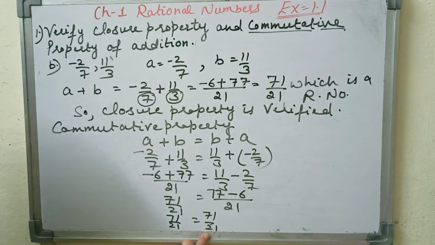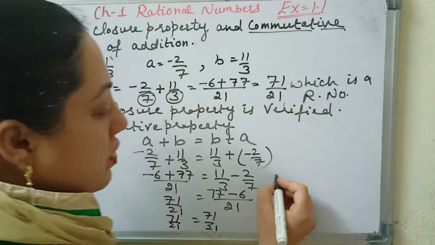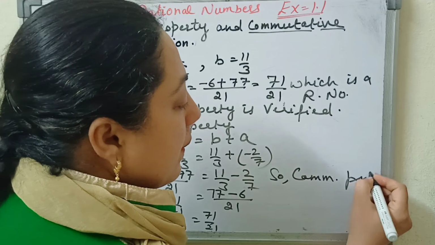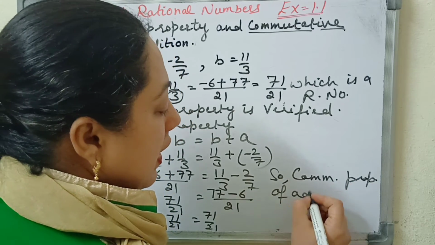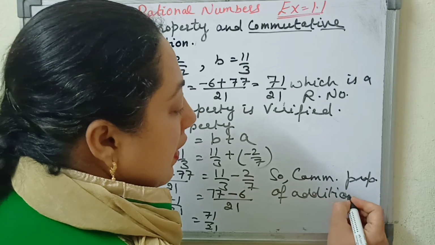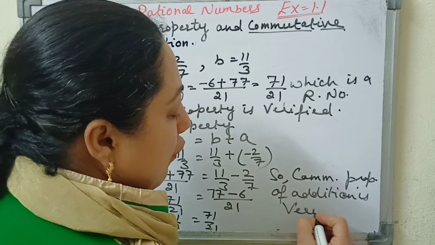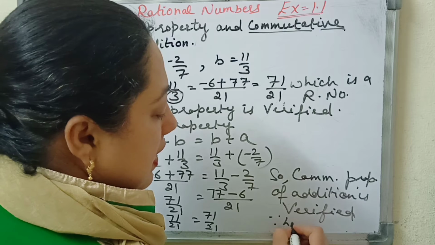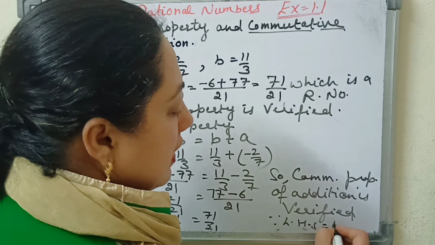Now, left hand side is equal to right hand side. So, commutative property of addition is verified because left hand side equals right hand side.